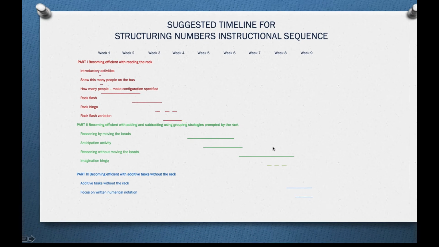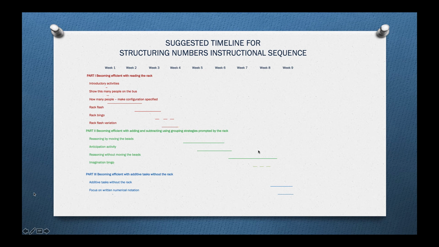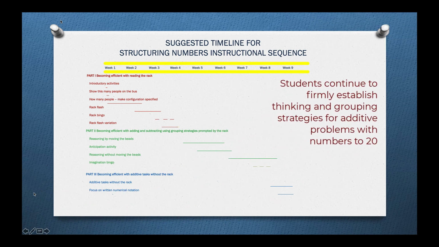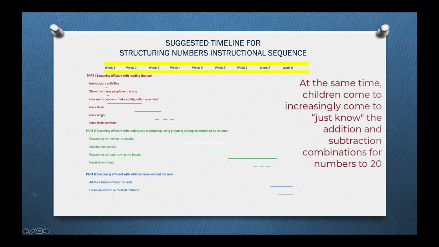Furthermore, we show the timeline for a total of 9 weeks, yet many teachers continue to post tasks in a story context or purely numerically for some time well beyond the 9 weeks shown here. In this way, students continue to firmly establish thinking and grouping strategies as part of their conceptual basis for solving additive problems for numbers to 20. At the same time, children increasingly come to just know the addition and subtraction combinations for the numbers to 20.